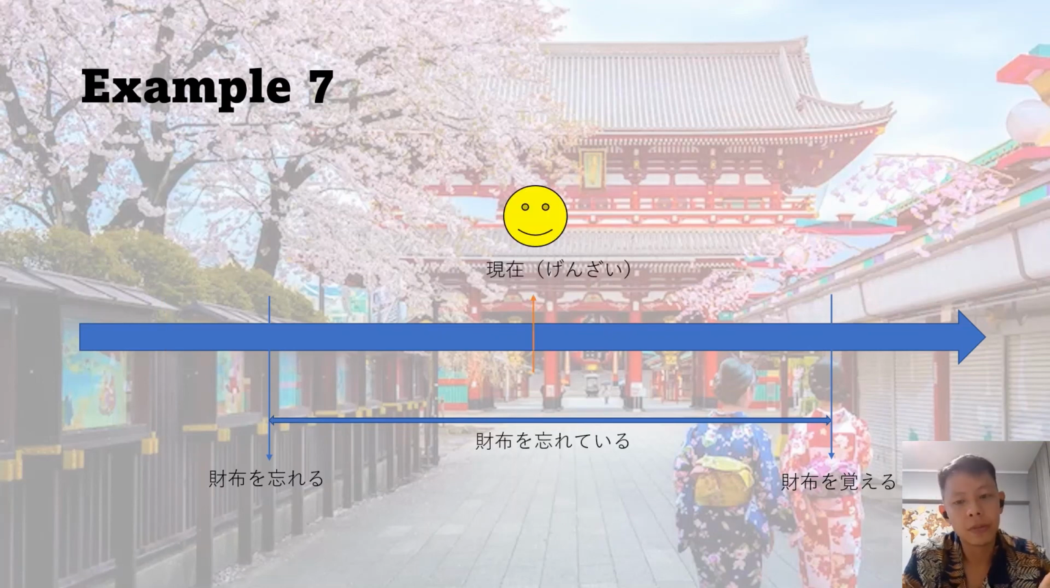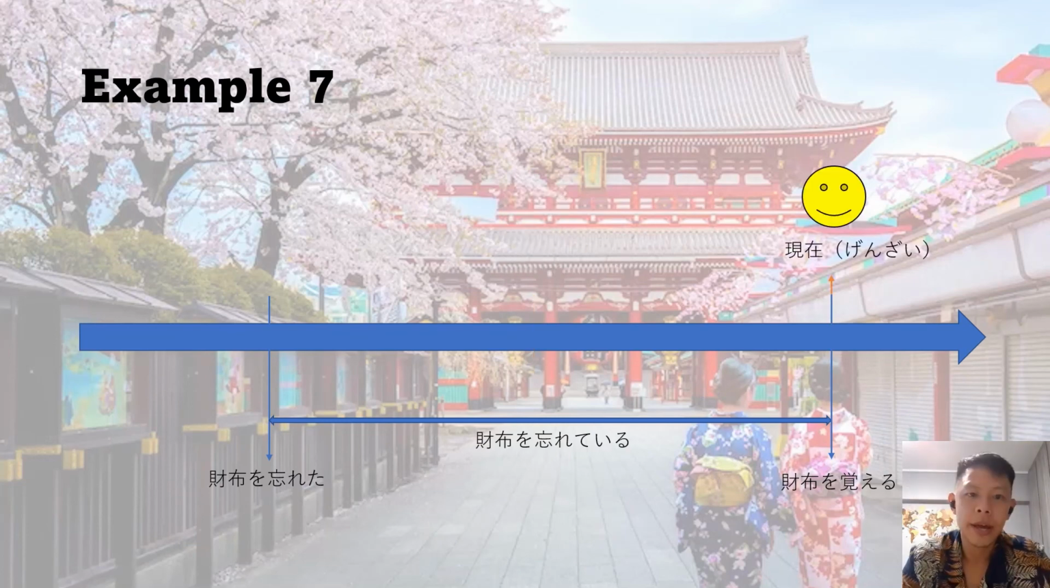So let's go to the moment where he actually left his house. Notice any tenses that would change. So you can't say "saifu o wasureru" because he has already left his house. So you have to change this to "saifu o wasureta." But the state remains the same, "saifu o wasurete iru." And what's going to happen in the future still retains its non-past tense, "saifu o oboeru."